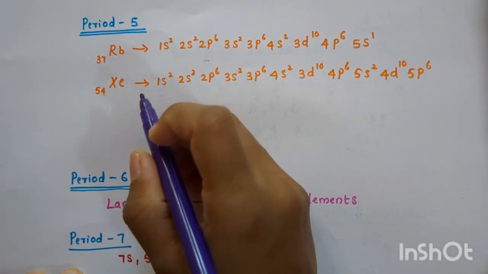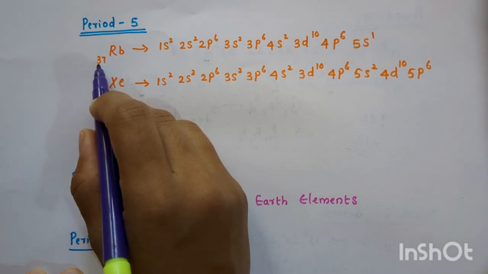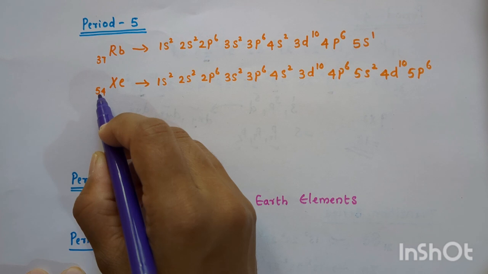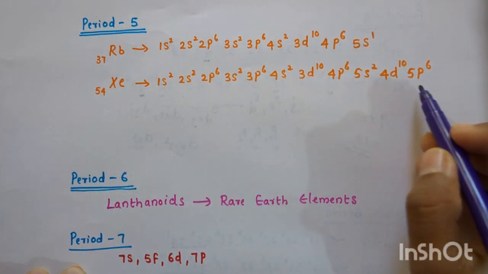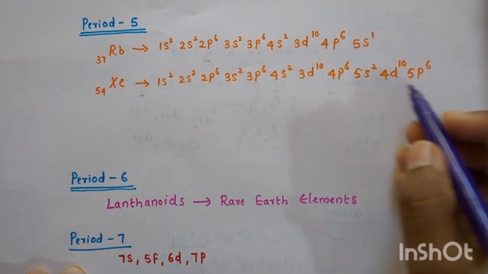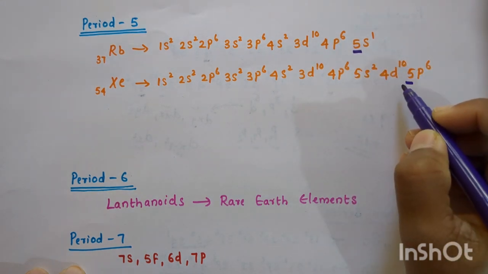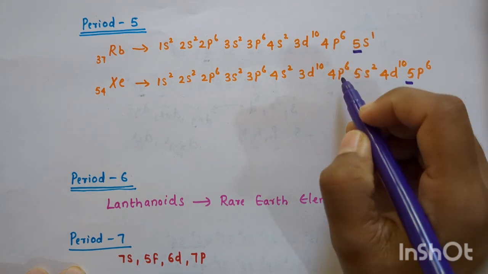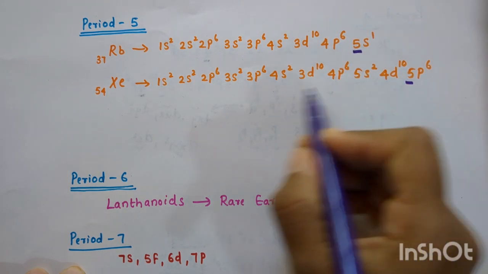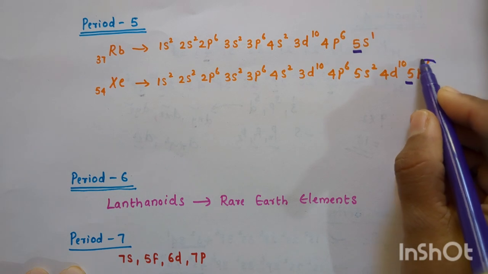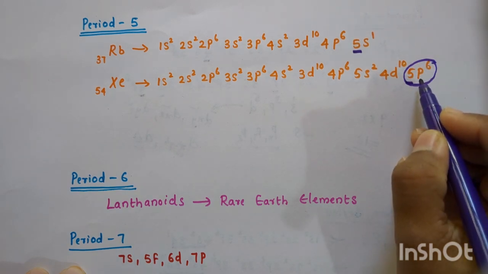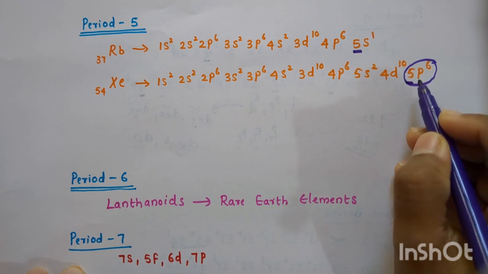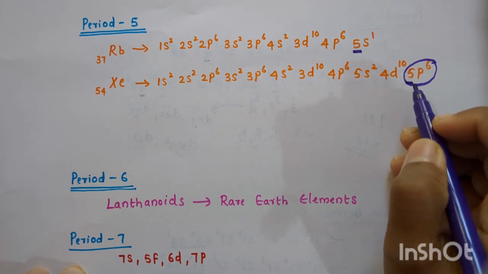So the fifth period begins with rubidium. Its atomic number is 37. So its electronic configuration would be like this. It ends at xenon. Its atomic number is 54. So its electronic configuration would be like this. Here the highest value of n is 5. So these elements are in the fifth period because the highest principal quantum number is 5. The fifth period ends at xenon with the filling up of 5p orbitals, because the maximum number of electrons possible in the p orbital is 6.